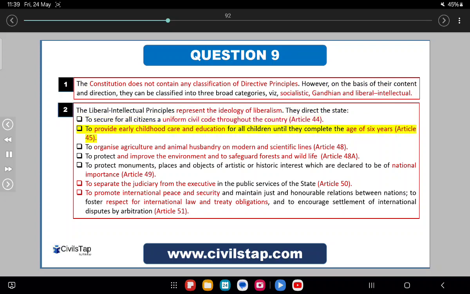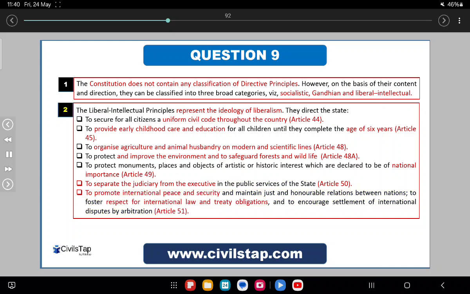Article 44. To provide early childhood care and education for all children until they complete the age of 6 years. Article 45. To organize agriculture and animal husbandry on modern and scientific lines. Article 48. To protect and improve the environment and to safeguard forests and wildlife. Article 48A. To protect monuments, places and objects of artistic or historic interest which are declared to be of national importance. Article 49. To separate the judiciary from the executive in the public services of the state. Article 50. To promote international peace and security and maintain just and honorable relations between nations, to foster respect for international law and treaty obligations, and to encourage settlement of international disputes by arbitration.